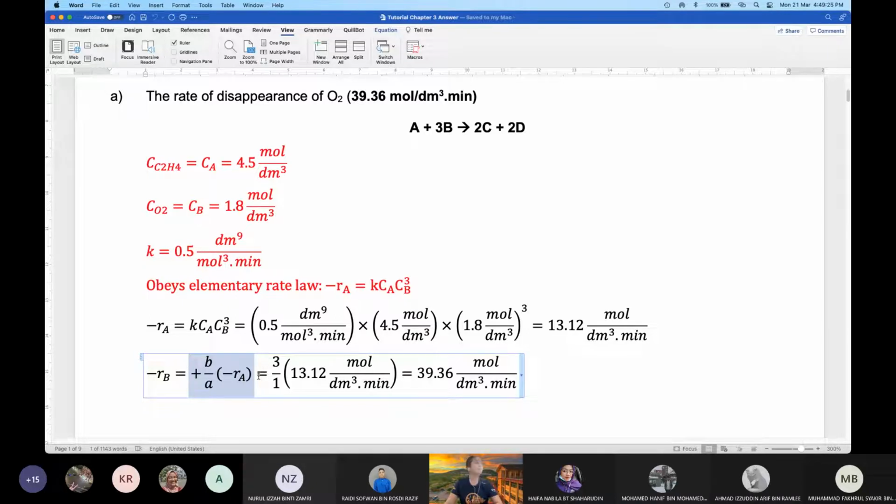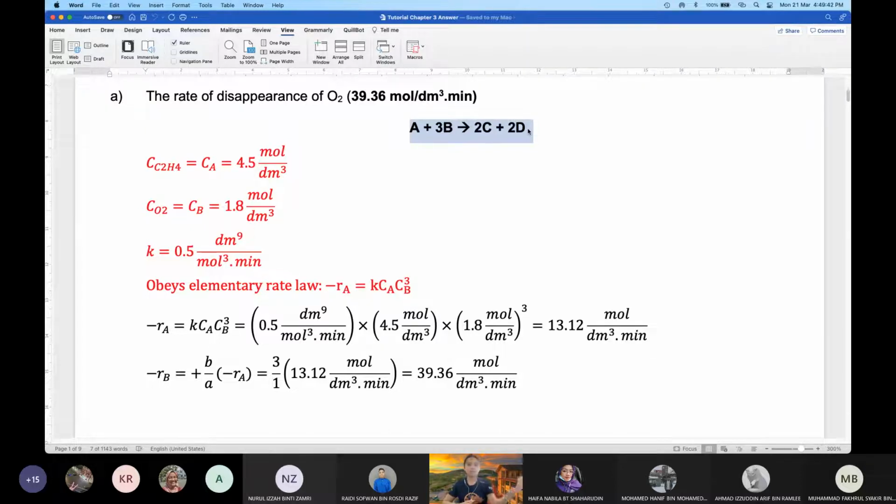What do I mean by that? Okay, in this case, kamu nak cari the rate of disappearance of B. You want to find how much B disappear. Then you check in the chemical reaction, B does disappear because B is a reactant.